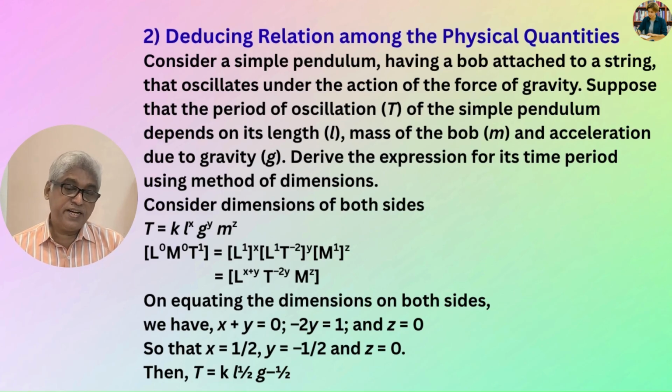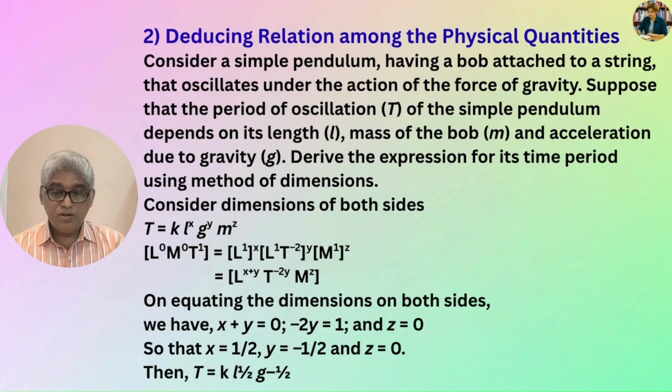Now look at the left hand side and right hand side. L raised to 0 on the left hand side, on the right hand side it is x plus y. M raised to 0 on the left hand side, M raised to z on the right hand side. T raised to 1 on the left hand side, and T raised to minus 2y on the right hand side. So equate this and solve this. You get x plus y is equal to 0, minus 2y is equal to 1, and z is equal to 0. The first two equations you can solve: minus 2y is equal to 1.